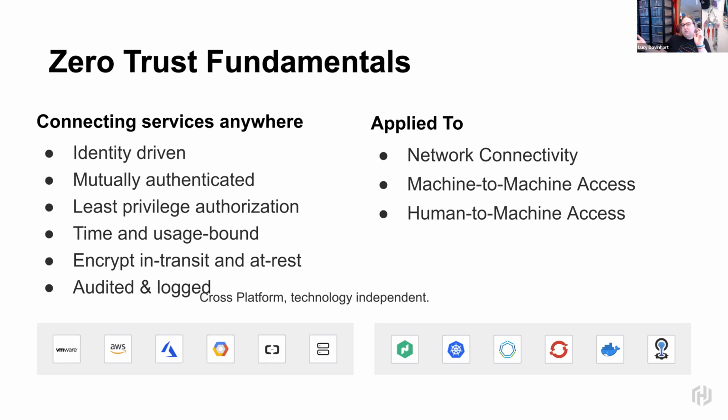Access is time-based or usage-based. Perhaps you only need access to this thing for 5 minutes, or maybe you need one-off access to this, and once you've done it, you don't need that access anymore. Everything, of course, needs to be fully encrypted, and everything that happens needs to be auditable and logged. And so we define zero trust at HashiCorp as the implementation of these principles applied to how humans and machines access things and how they communicate with each other on the network.